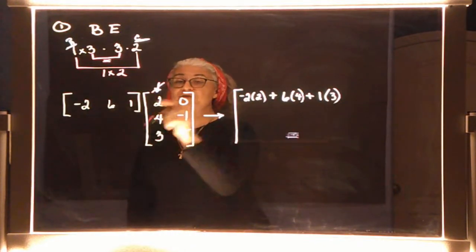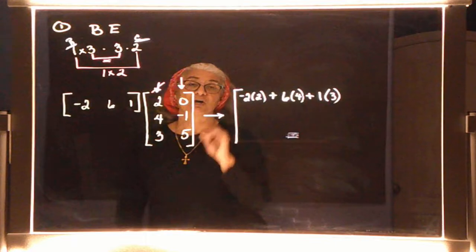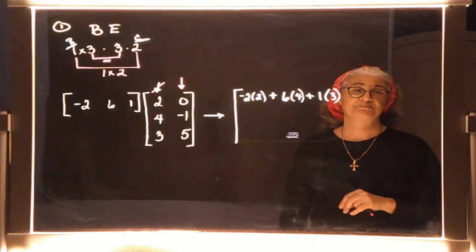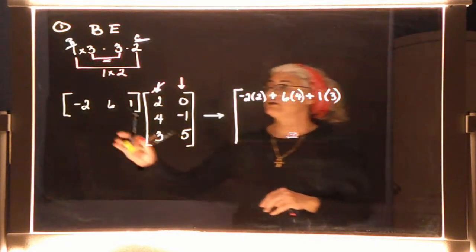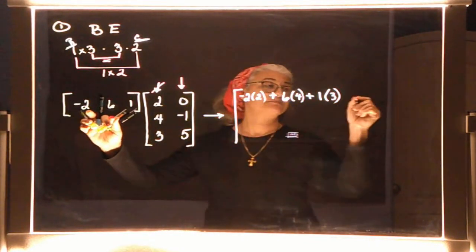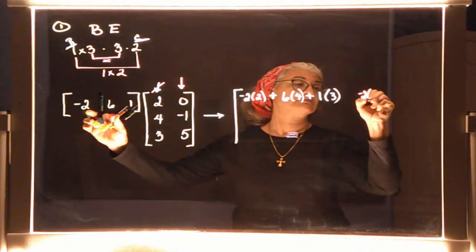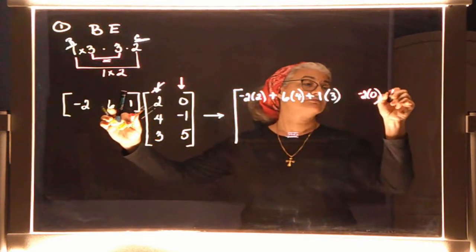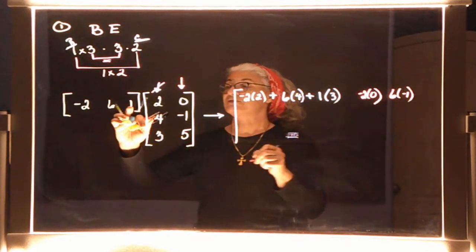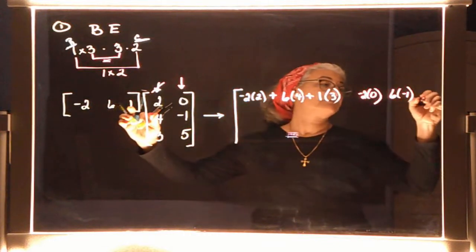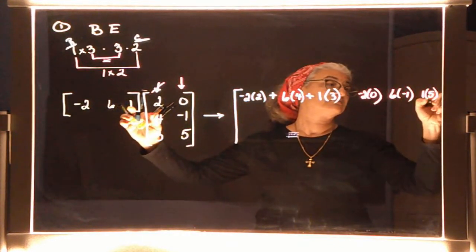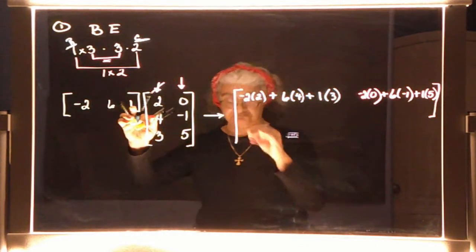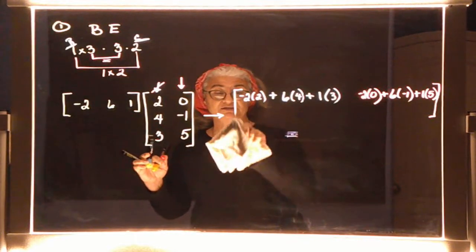Now I'm going to take the first row to the second column, which means my answer goes in the first row, second column position. And I'm going to do the same thing. First number to first number. Second number to second number. Third number to third number. And then you need to add them together. Looks like I made this one just a little too long.